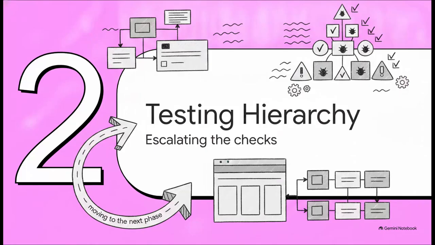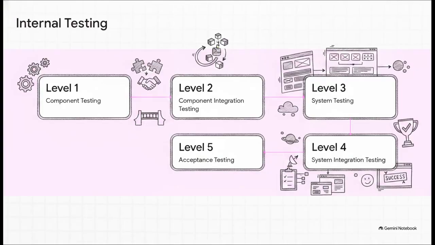Moving on to Section 2, let's look at the testing hierarchy. I want you to think of this as an escalating ladder of complexity for our internal testing. We start down at level 1 with component testing. That's looking at the smallest individual pieces of code or functionality. Then level 2, component integration, seeing how those tiny pieces talk to each other. Level 3 is system testing, where we evaluate the entire application as a whole unit.